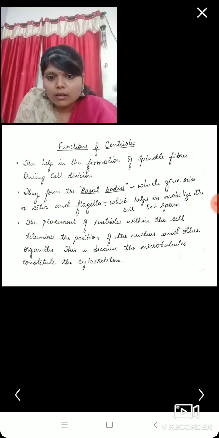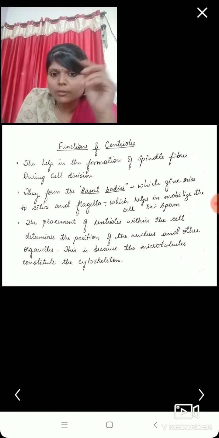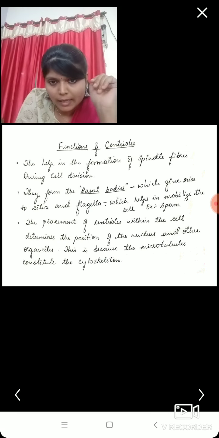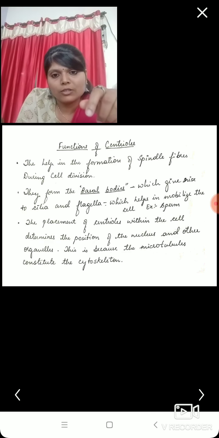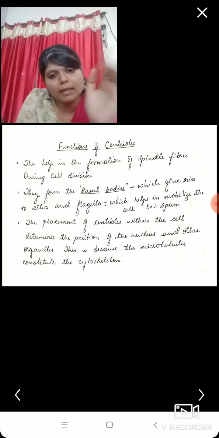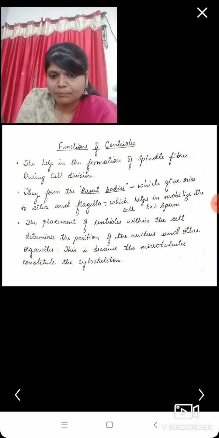One more point I have to tell you, very important. If centrioles are there, they are going to help in the production of these spindle fibers, and they are going to help in the division of the cell. But some cells do not have the centrioles. There is an absence of centrioles. Then also the cell division takes place. A few articles say, and a newly researched team has said, that without the centrioles also the cell division can happen.